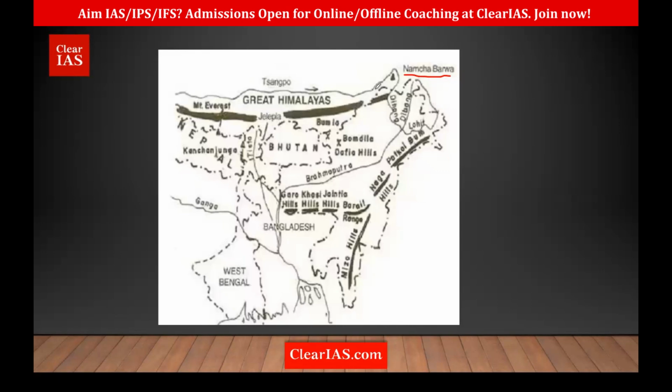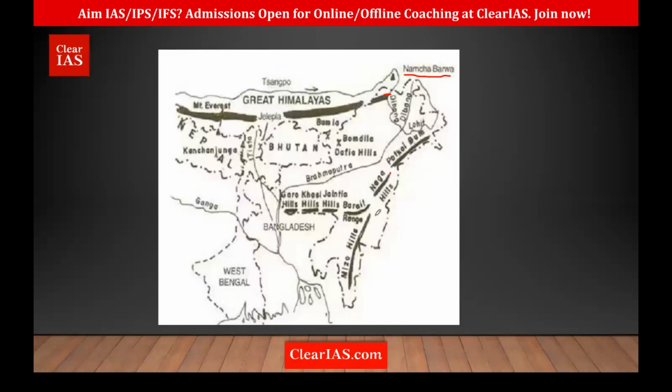And at Namcha Barwa, the Great Himalayas ends. Here it ends. Then this is the southward extension of the Himalayas. So we have the ranges, the Patkai Bum. Patkai Bum is actually in Arunachal Pradesh and somewhat in Nagaland as well, up to here. Then we have the Naga Hills.